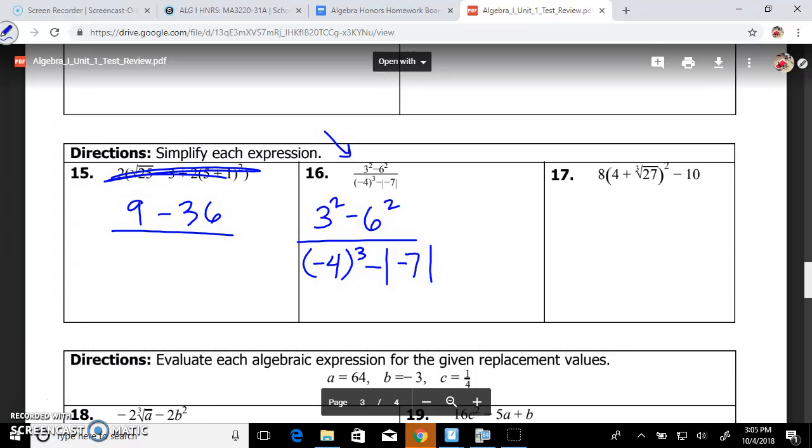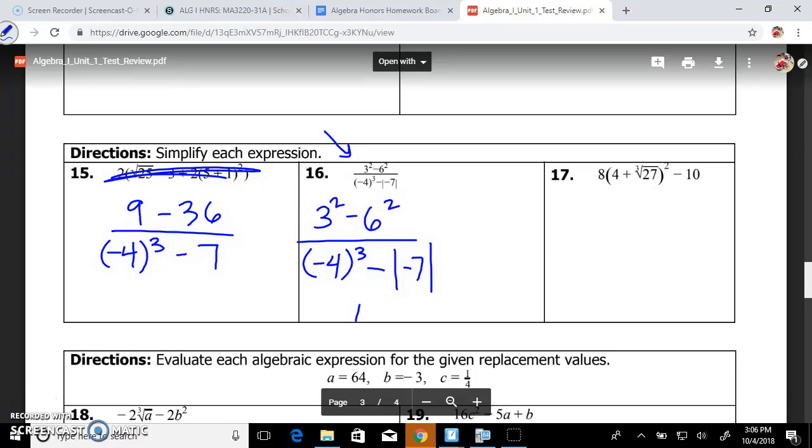All of that over, we can do one of two things. You can do the grouping symbol or the exponent. Let's do the grouping symbol, the absolute value. So this says negative 4 cubed minus the absolute value of negative 7. Well, the absolute value of negative 7 is just 7. So notice we kept that minus in front of it. The minuses don't cancel out. We can't do that. You just keep minus negative 7. Okay? So we have minus negative 7 here.